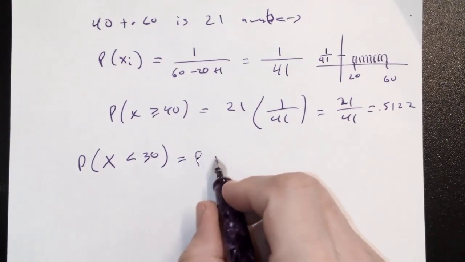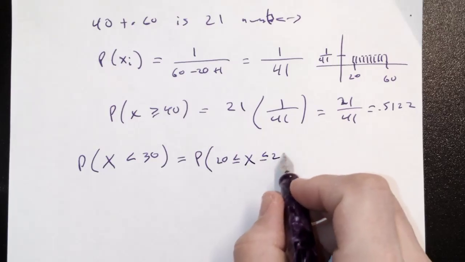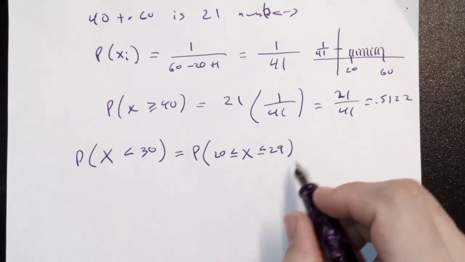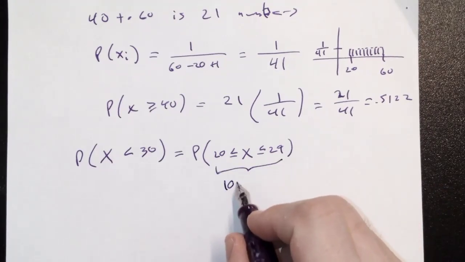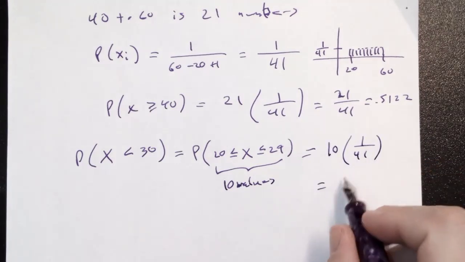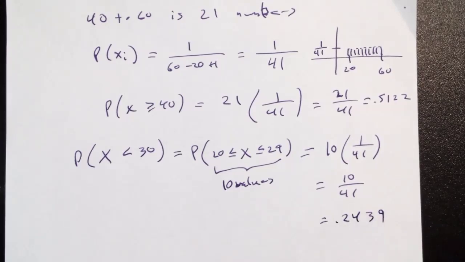This is the same as asking them to be over 20 and less than or equal to 29, because it says strictly less than 30. How many numbers are there? 10. There we go. This number is a little bit smaller than 25%. 24.39. 0.243.